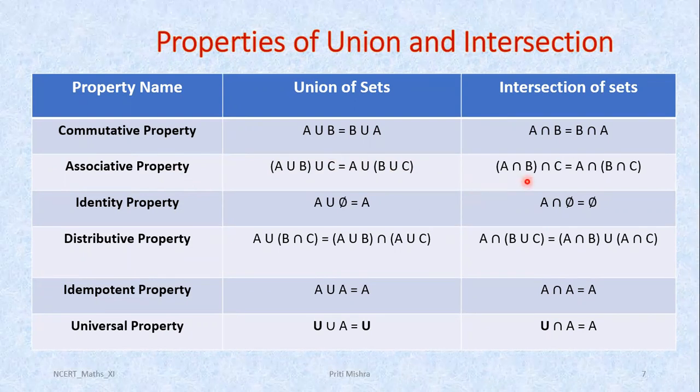Now, in the associative property for intersection of sets, if you are finding the intersection of two sets A and B at first, and then you are finding its intersection with C, that will give you the same result. If you are doing it by finding the intersection of B and C at first, then this set's intersection with A will remain the same. Next property is the identity property.